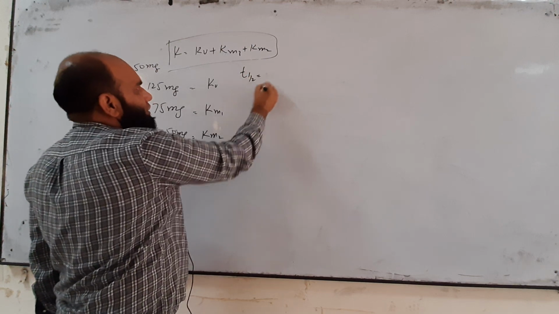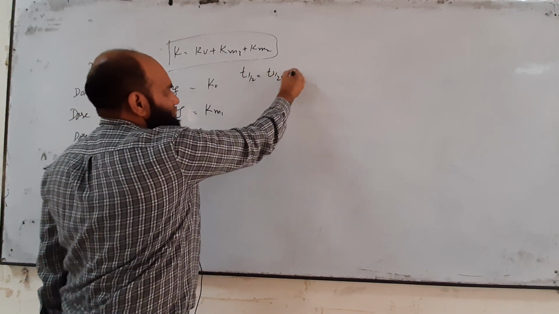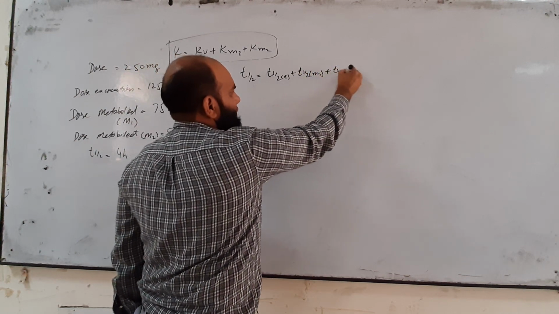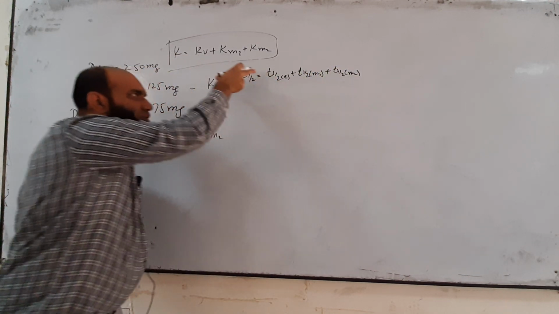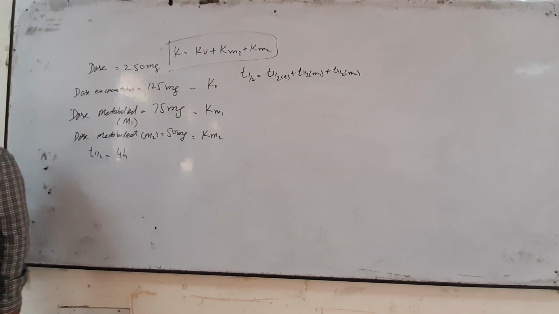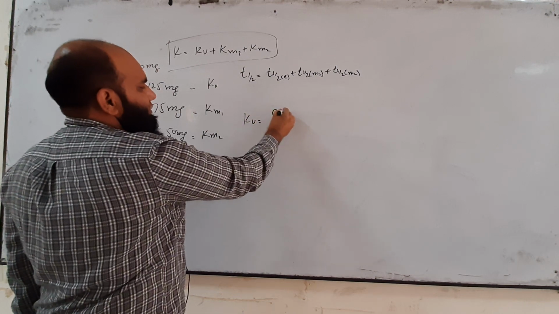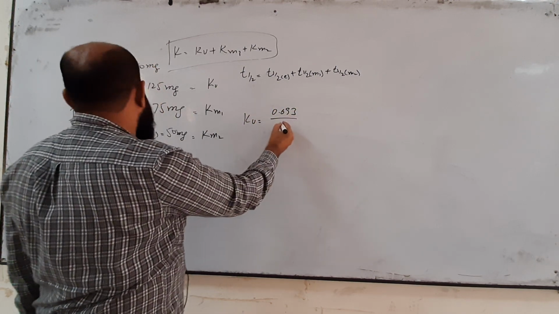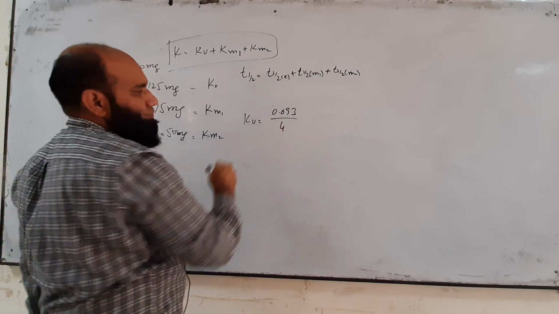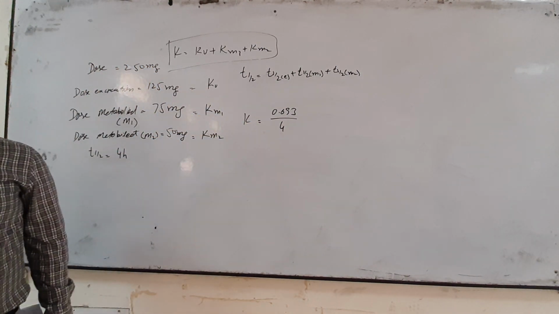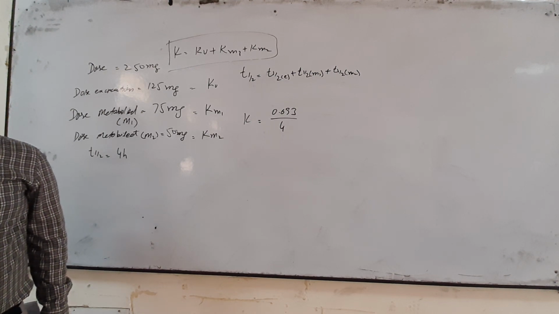T half is equal to T half elimination plus T half metabolic 1 plus T half metabolic 2. It's a combined name of the half-life, just like the rate. We can use the word for the whole scenario. Okay, in case of Ku, we can calculate it as 0.693 over T half. T half is 4 hours, so 0.693 over 4. We will get the answer.